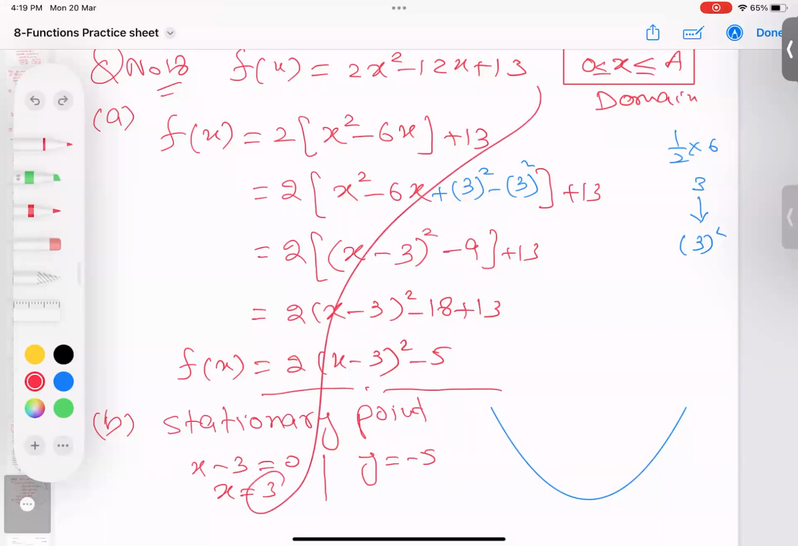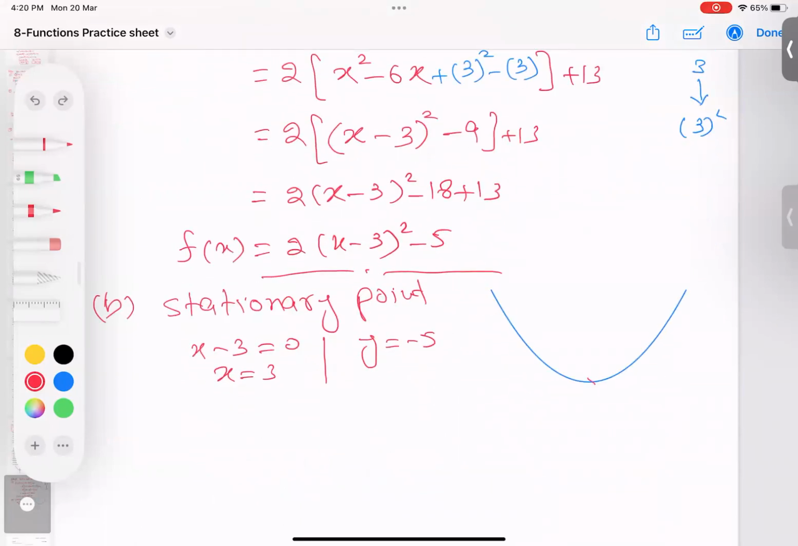Or plug this 3 into the top equation. Again, it becomes minus 5. Third way, without any working, the number outside the bracket, including sign, is called the y coordinate. So what is the answer for this turning point? This turning point is so simple. So 3 comma minus 5.